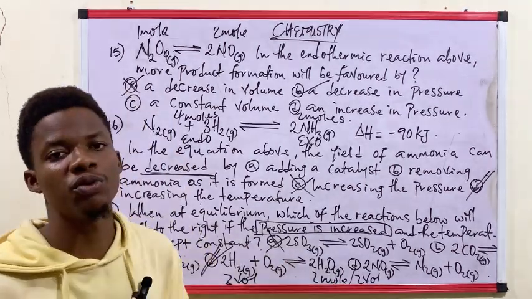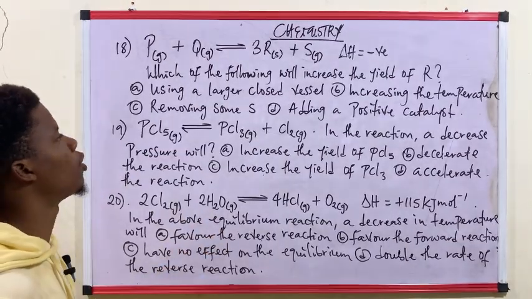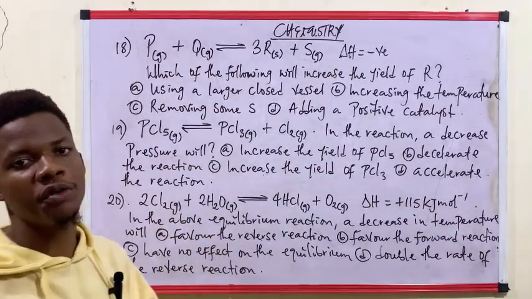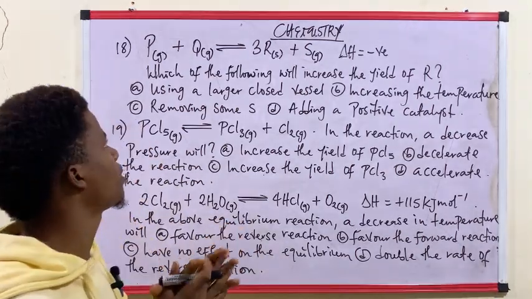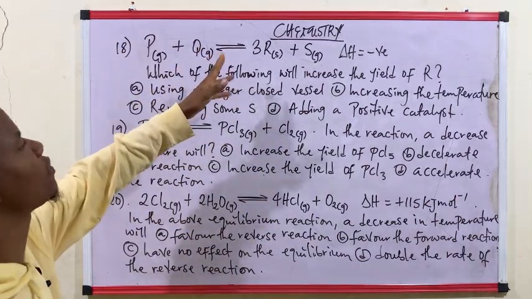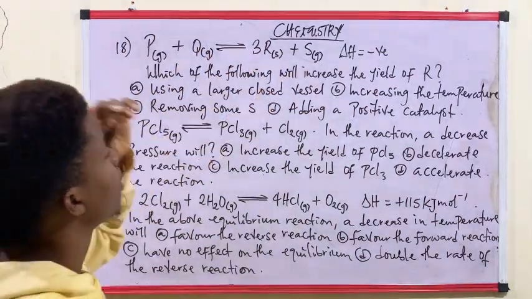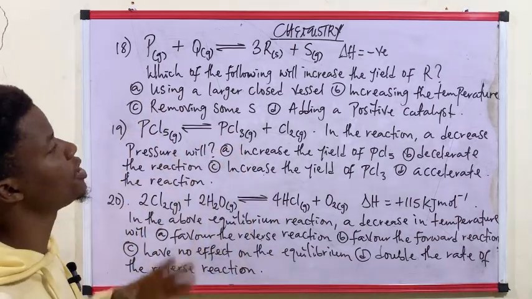Now let's move on to the remaining 3 questions. Here are the final piece of these question series on Le Chatelier's principle. All right. So now question 18, we have P gas plus Q gas to give 3 R solid plus this, and then we have theta H negative. Which of the following will increase the yield of R?